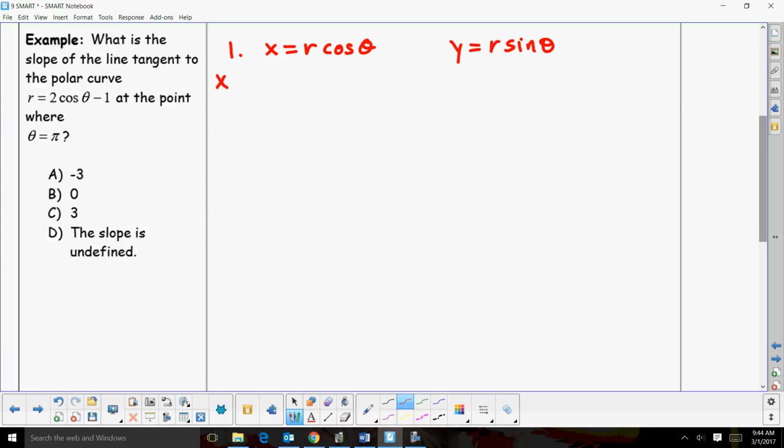So in ours, we're going to plug in the 2 cosine theta minus 1 for r. That's our r that we plug in.